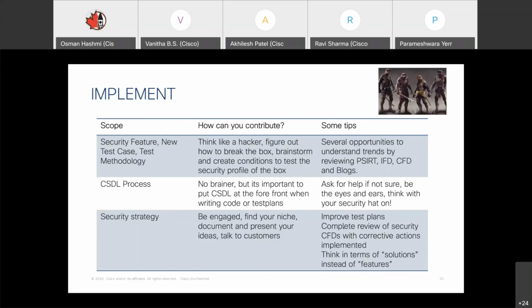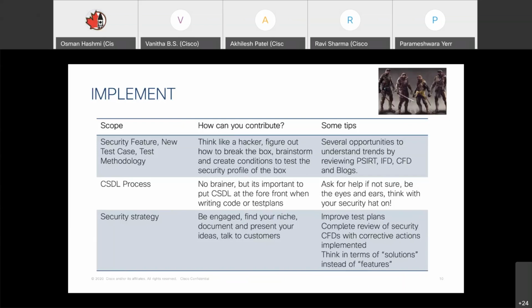CSTL process, I think that kind of covers everybody on this call, development and test. This is a no-brainer because this is where we have to put our security hat on, right? We have to develop, write code, test code. Everything is done with security. You know, that's the bottom line. And the last one is security strategy.